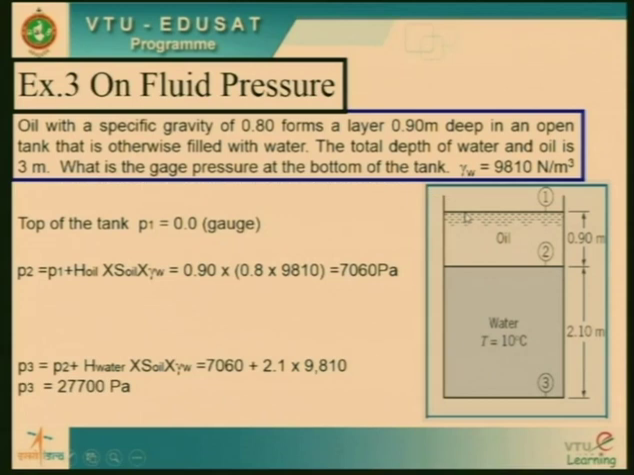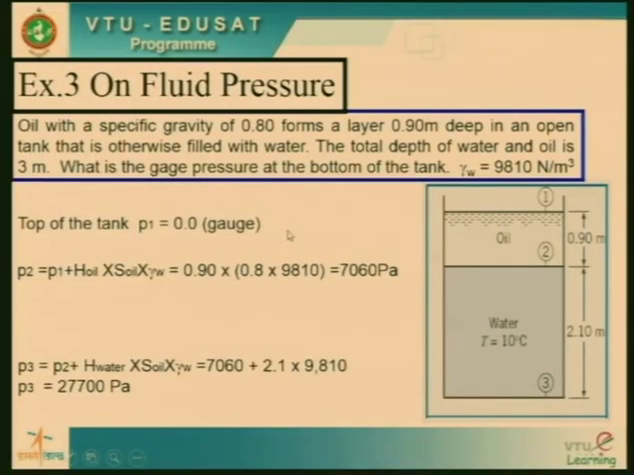The moment I say it is open to atmosphere, the gauge pressure at point 1, which you can see in the diagram, is P1 equal to 0, as it is a gauge pressure. Then you may be thinking, okay sir, if it is absolute pressure, then P1 will be 101,325 Pascal, as we did in the last problem. Okay. Let us take step 2.